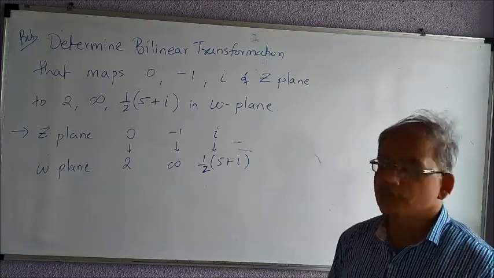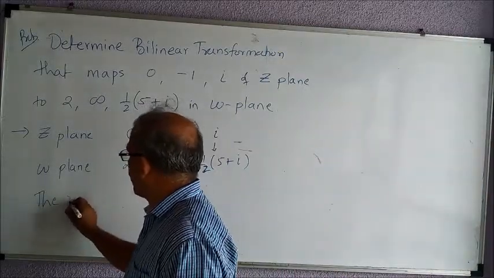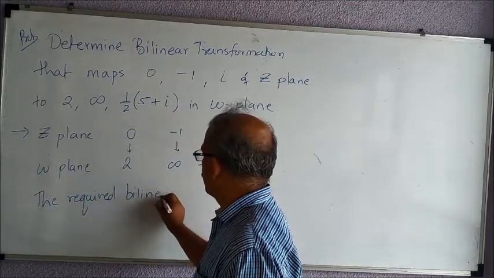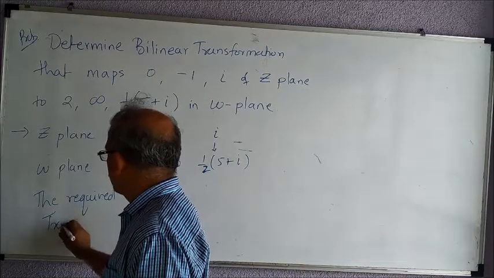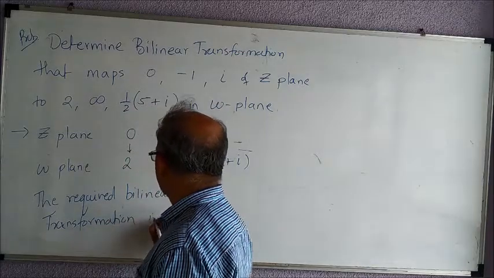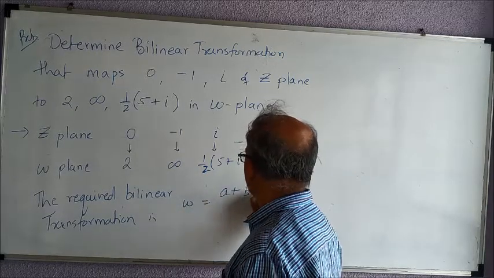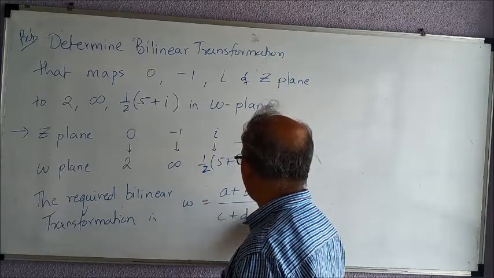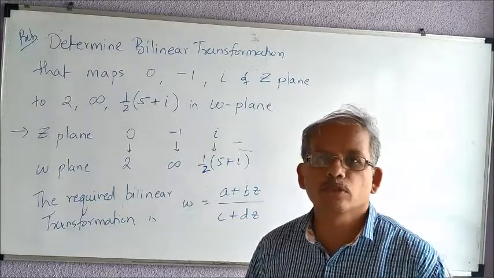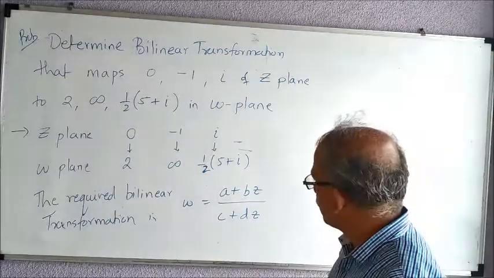Now, the bilinear transformation that we will obtain is of the form. So, the required bilinear transformation is W equal to (A plus BZ) upon (C plus DZ). Or you can write (AZ plus B) upon (CZ plus D). I told you that both these things are equivalent, where AD minus BC is not equal to 0. So that care we will take.